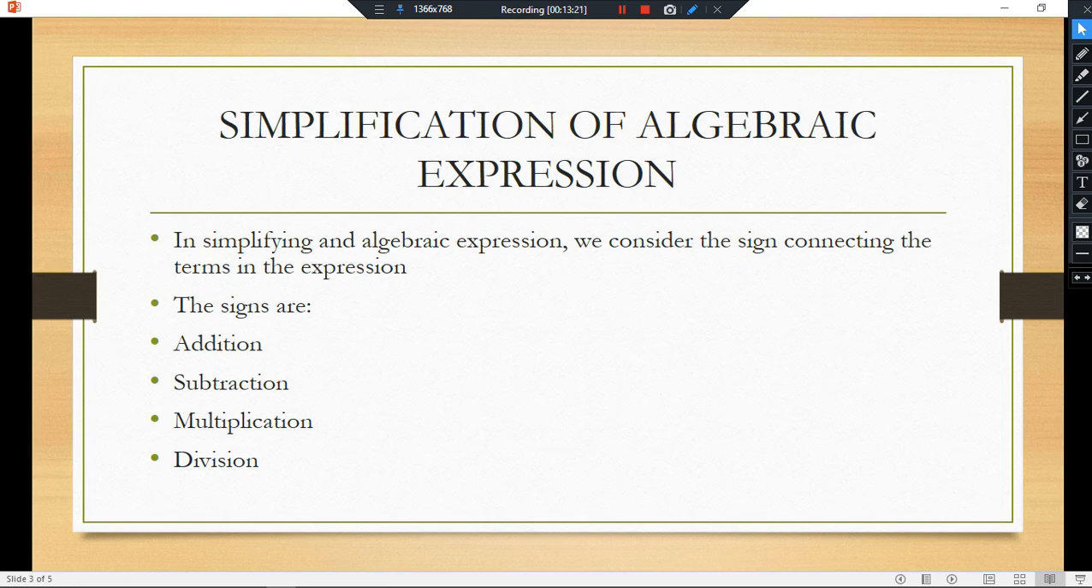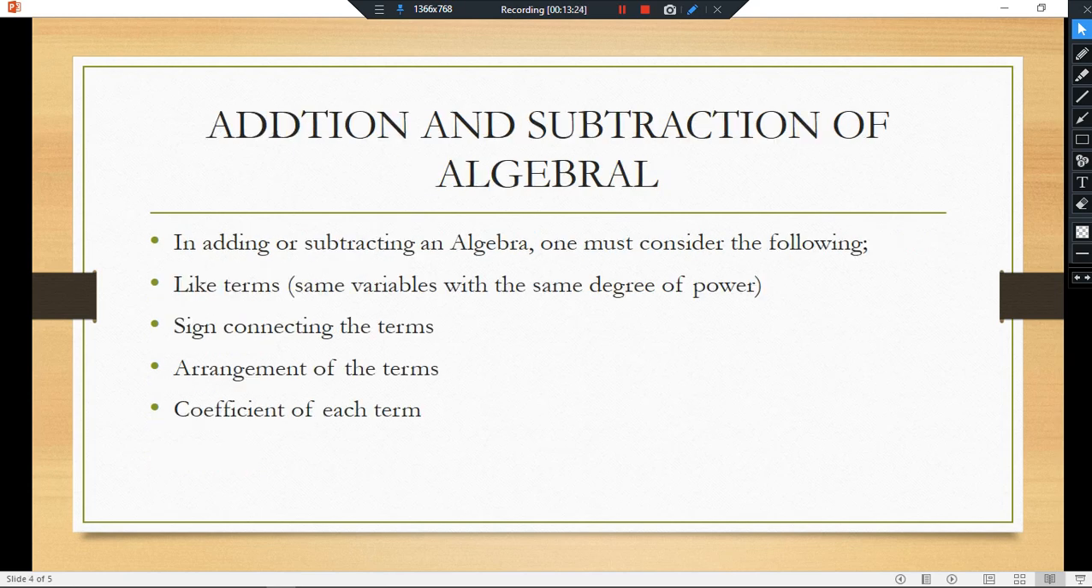So, let us look at the first aspect of simplification of algebra. Today we will just look at the addition and subtraction of algebra, and then end the video, and then we shall continue the next time with the multiplication and division.